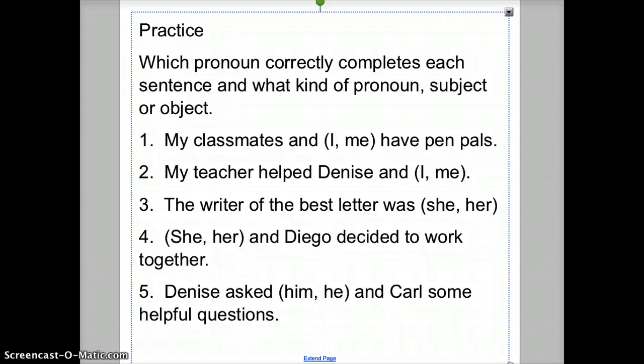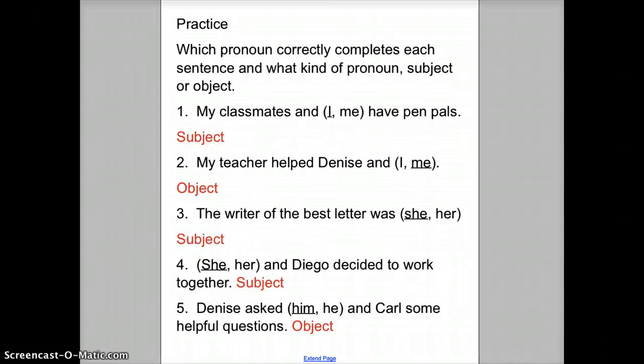And finally, number 5, Denise asked him or he and Carl some helpful questions. So I find the verb in the sentence is asked. So since it comes after, and asked is an action verb, rule number 3, object. So if you didn't finish filling out which correct pronoun and what type of pronoun it is, please do so right now. The next page has the answers.